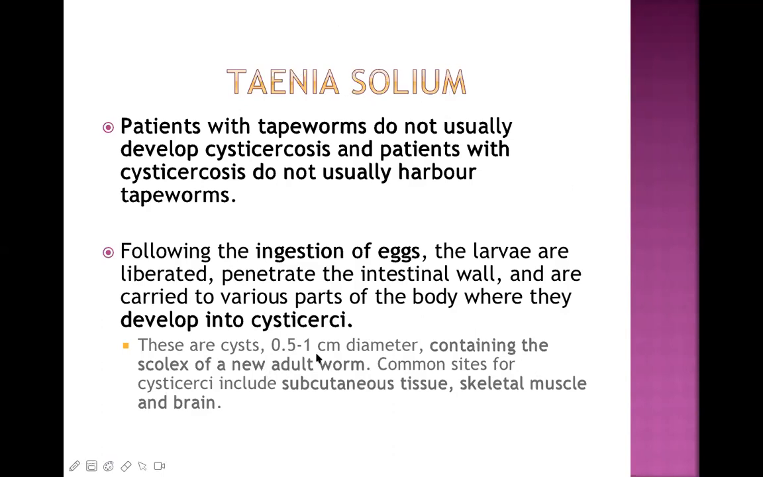Now these cysts are 0.5 to 1 centimeter in diameter. They are not that big. And they contain the scolex of a new adult worm. The scolex is the start point. It is the head of the worm, from where all the body will develop later on if it reaches the intestine. The common sites for cysticercosis include subcutaneous tissue, skeletal muscle, and the brain.